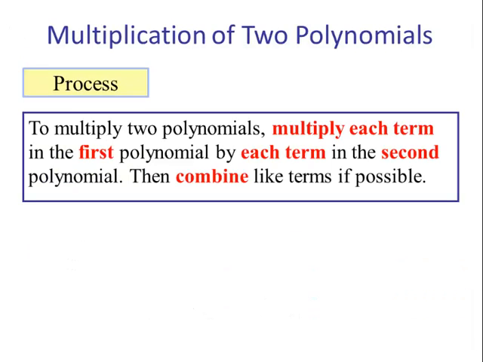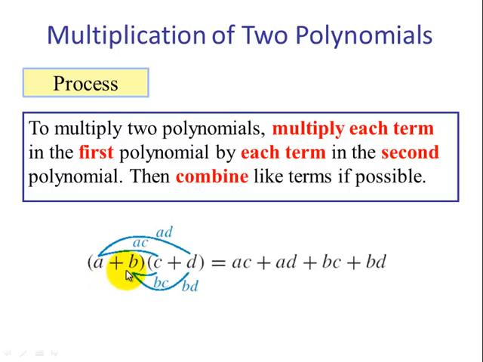Multiplication of two polynomials. The process: to multiply two polynomials, multiply each term in the first polynomial by each term in the second polynomial. Then combine like terms if possible. So here we have a binomial times a binomial. So we would do the distributive property for a. So a multiplies every term in the second polynomial. So we have a times c plus a times d.